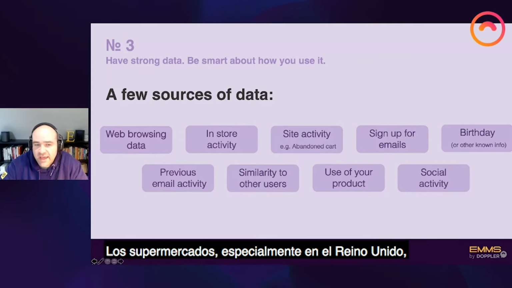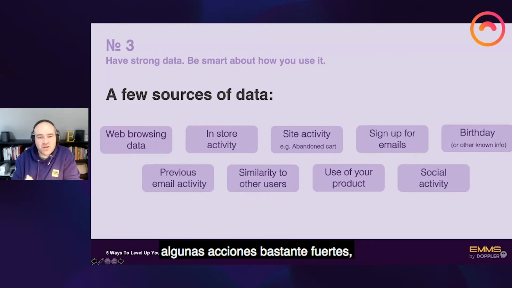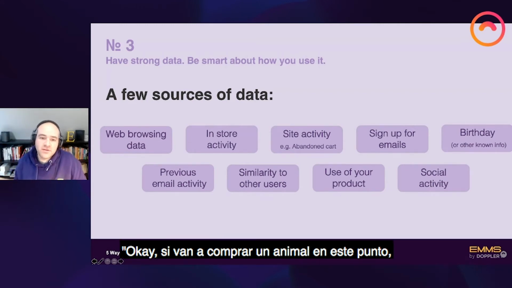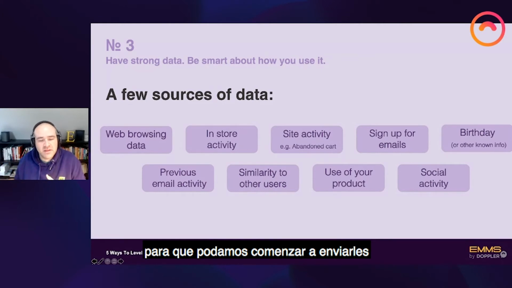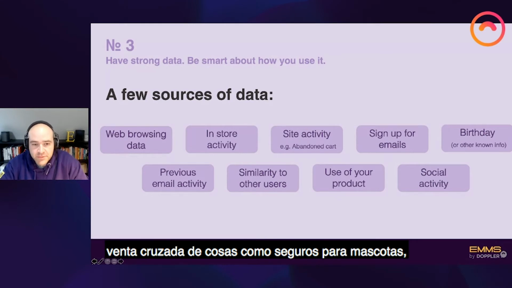Supermarkets, especially in the UK, do a great job at this kind of stuff. On aggregate, they can start to predict, for example, if someone takes some fairly strong actions, okay, cool, so they're going to buy an animal at this point. They're going to start buying a pet. So we can start sending them information about pet-based products, or even taking signals and then cross-selling things like pet insurance, for example.